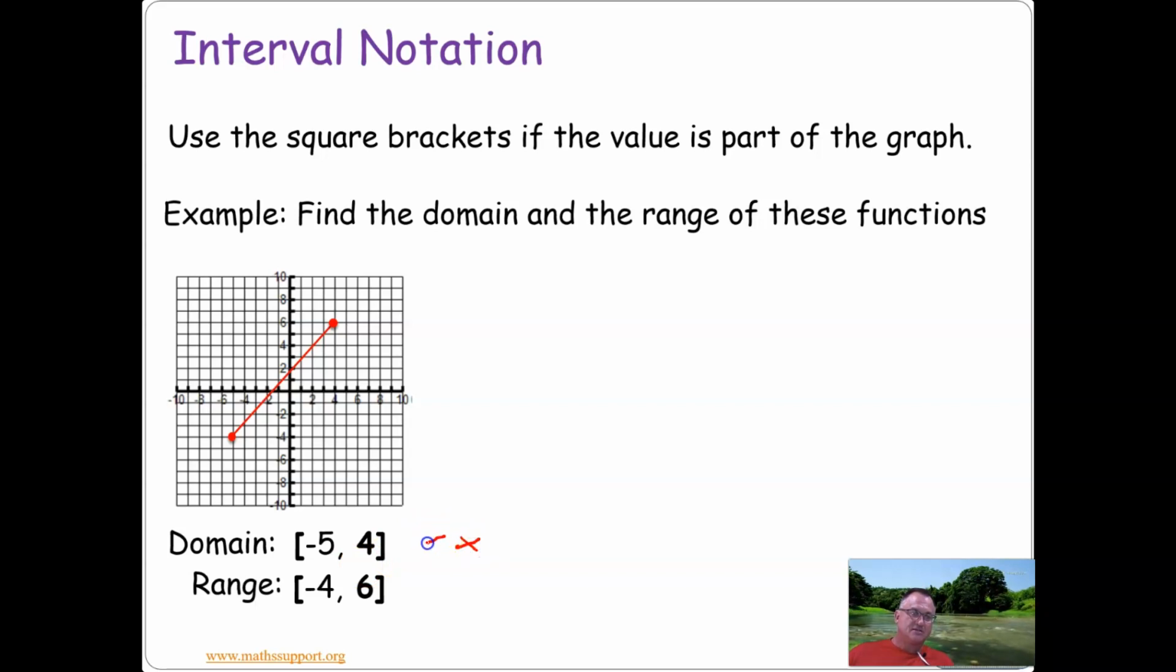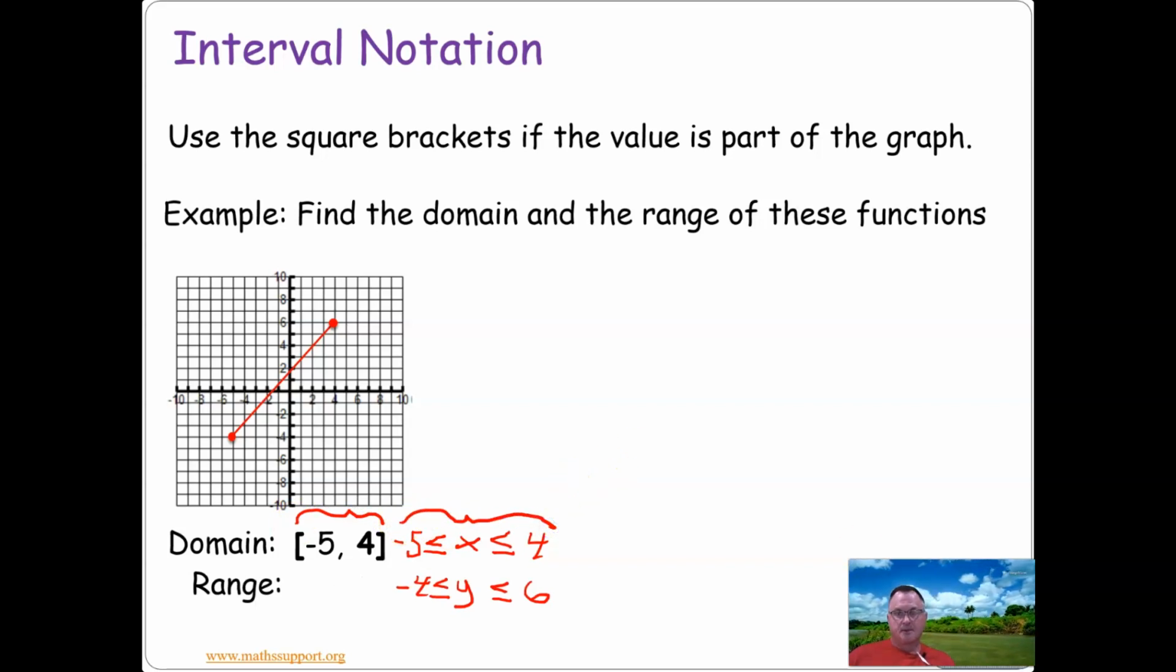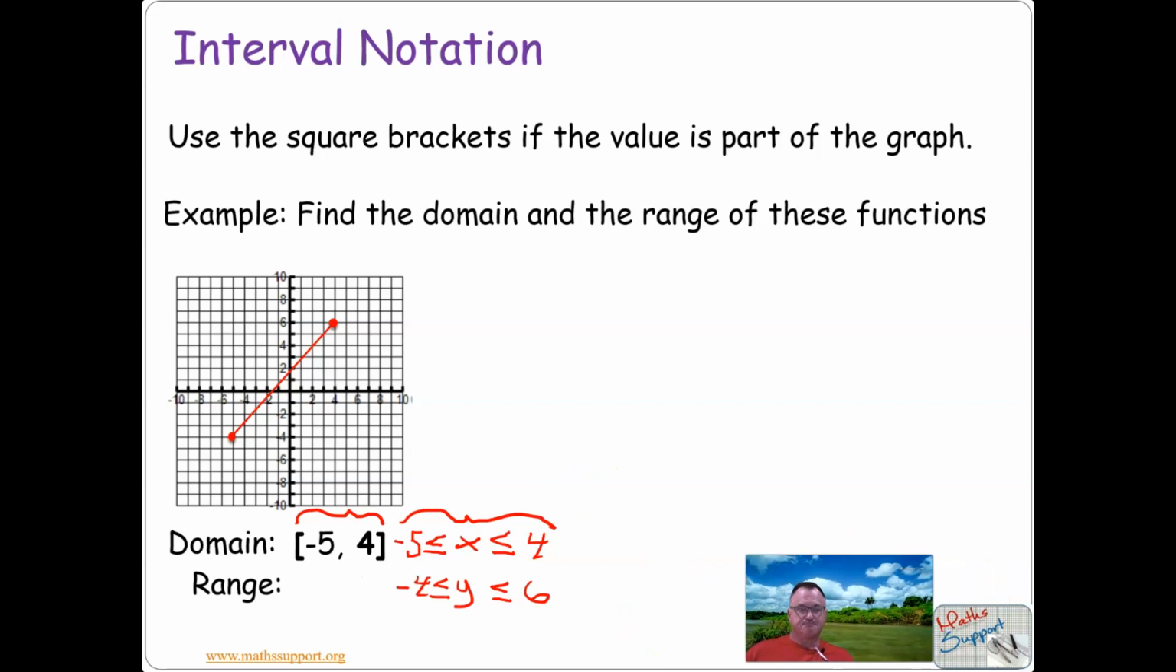I would write this as x is greater than or equal to -5, less than or equal to 4. y is greater than or equal to -4, but less than or equal to 6. Those mean the same thing. We use interval notation because it's less writing than this notation. It's just less work.